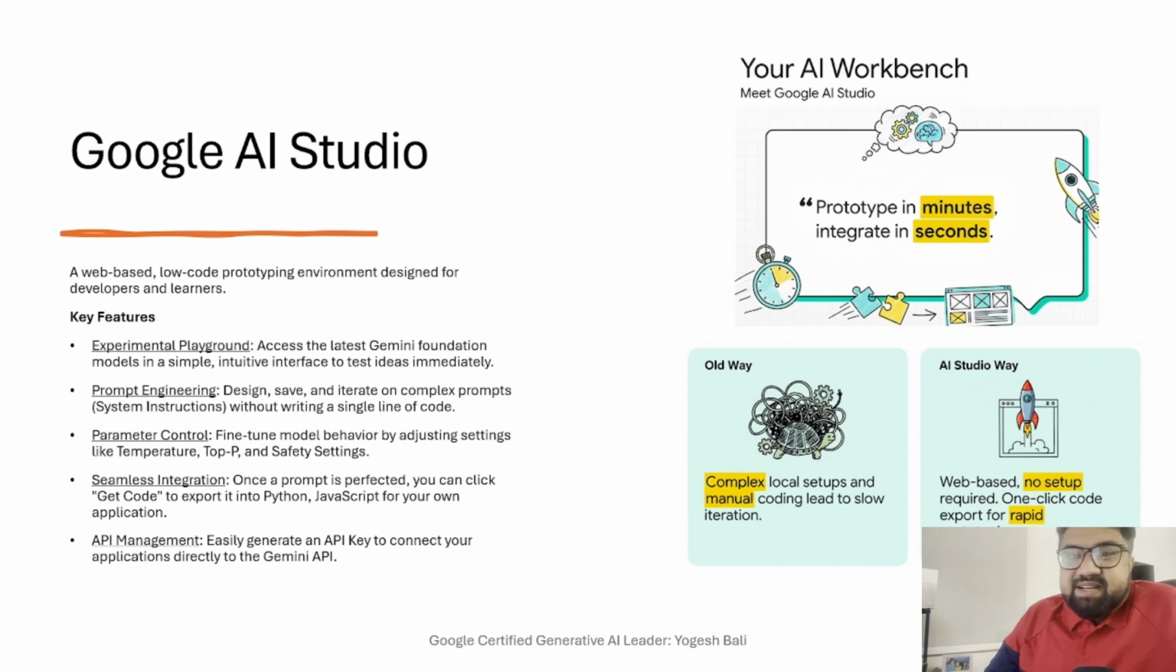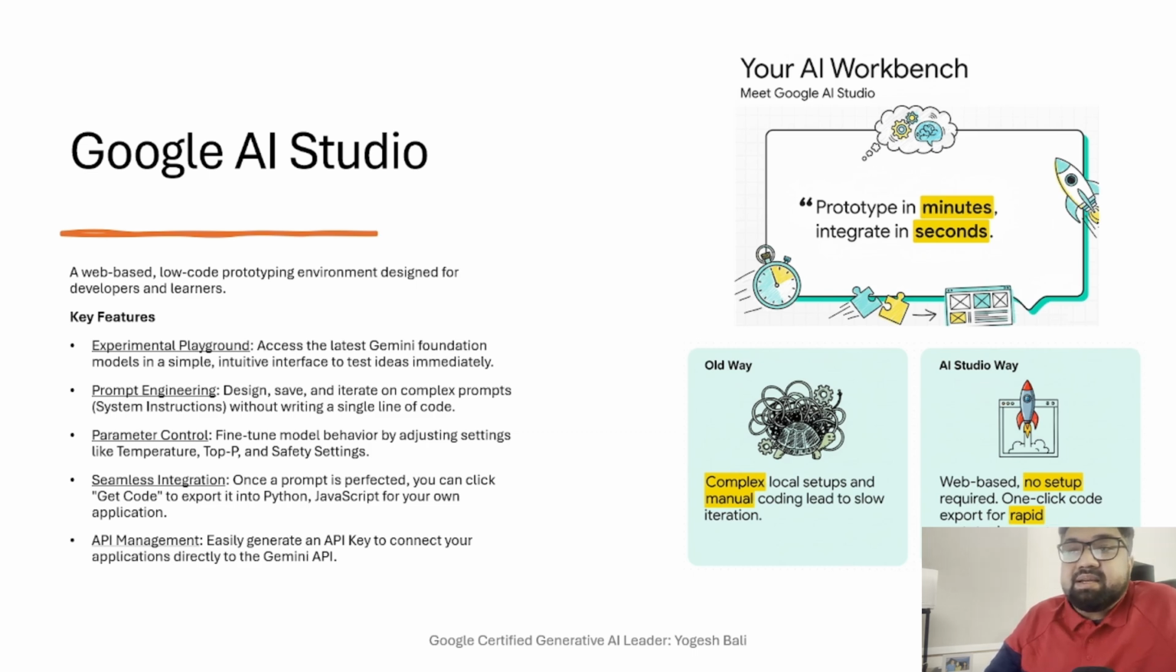Prototype in minutes, integrate in seconds. That means in the old traditional way, we generally set up the SDK locally and then integrate it in our app and use those features. Whereas in AI Studio, it's a web-based solution that requires no local setup. One-click code export is possible in Google AI Studio for rapid prototyping.